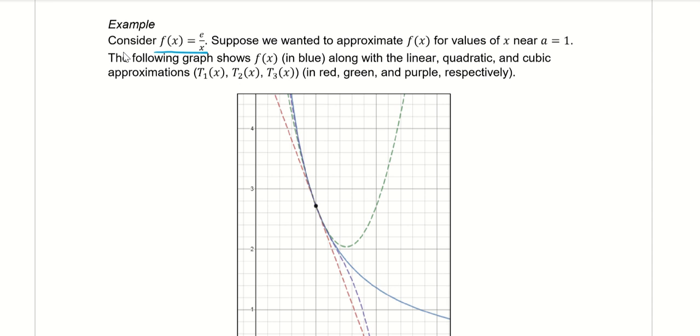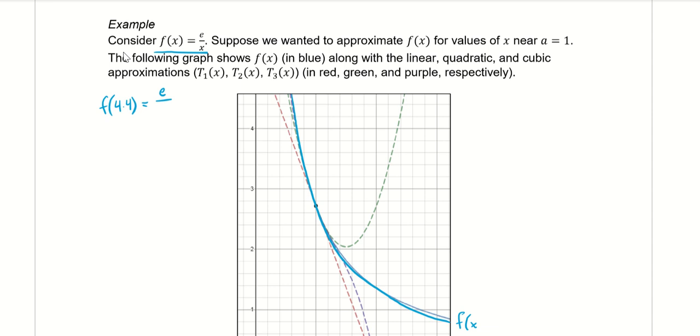So maybe that's not the easiest function to work with in terms of finding specific values for different values of x, especially if you don't have a calculator. Like if I wanted f of, I don't know, 4.4, that would be e over 4.4, which might not be the easiest thing to calculate without a calculator.